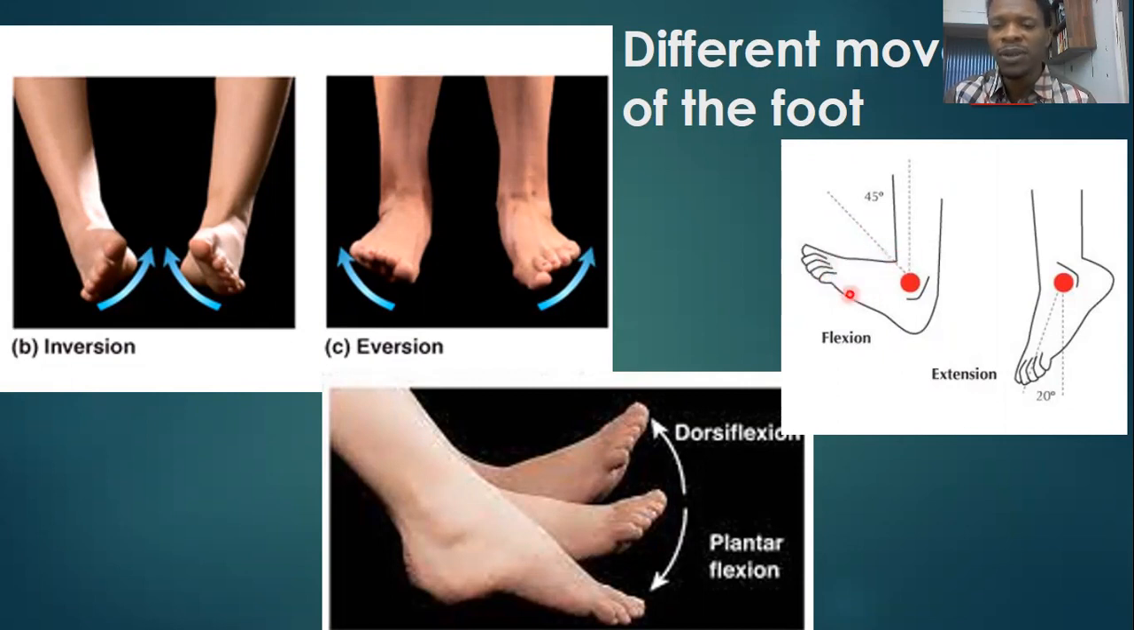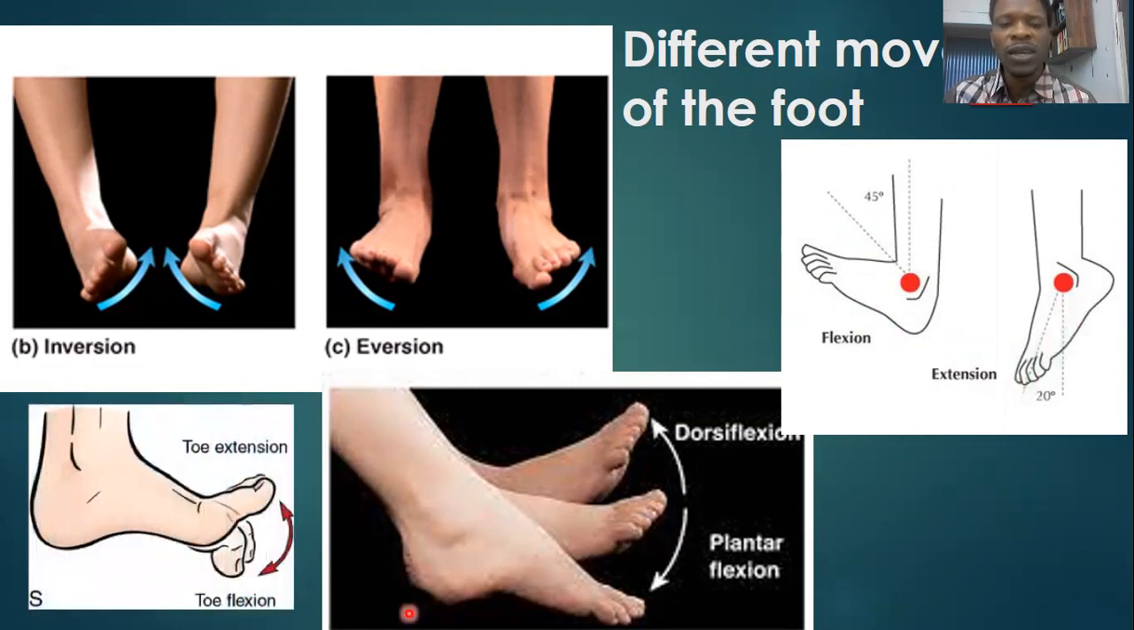And this is another form of flexion. This is what you call dorsiflexion, also called the flexion movement, and this is plantar flexion, also known as the extension movement. Then this leads us to the toe: this is the extension of the toe, and this is the flexion of the toe taking place there.